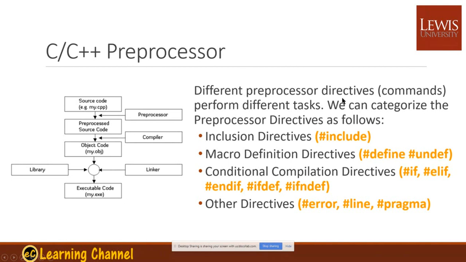And different preprocessor directives perform different tasks, including #include, #define, #undef, #if, #else, #elif, #endif, #ifdef, #ifndef, and others like #error, #line, and #pragma. So these are the different directives for the preprocessor that happen before your compilation. And so you have preprocessing, compilation, and then link and go. So it's a compile-and-go process for C and C++.